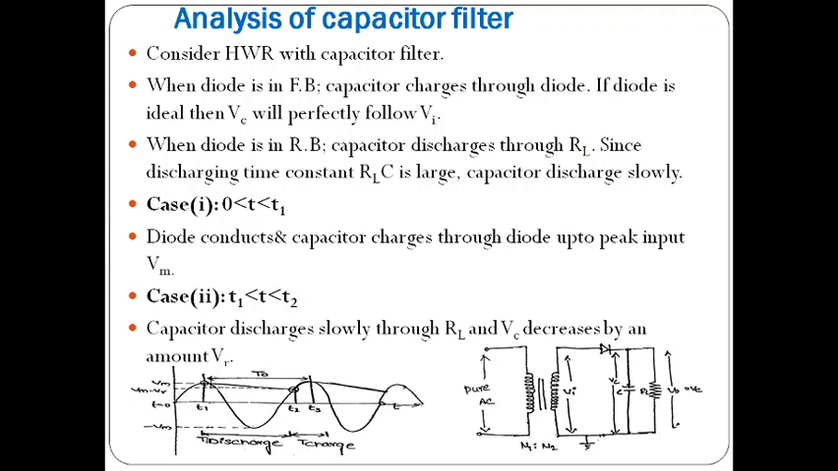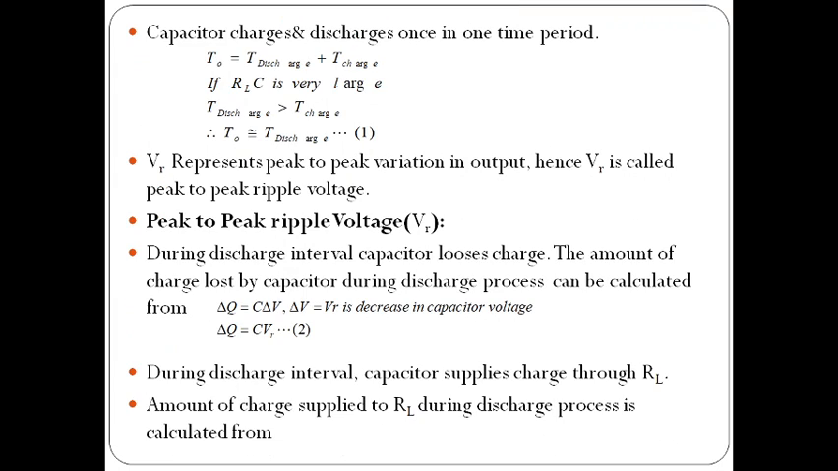So it is a continuous process. It is charging and discharging. It is charging up to Vm and discharging up to Vm minus Vr, because the charging time is very small and the discharging time is very high. So due to that slow discharging, it can discharge only up to Vm minus Vr. That is my ripple voltage.